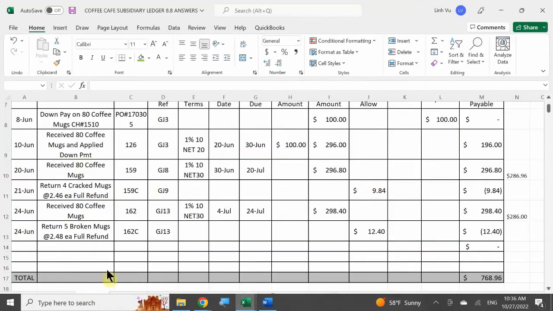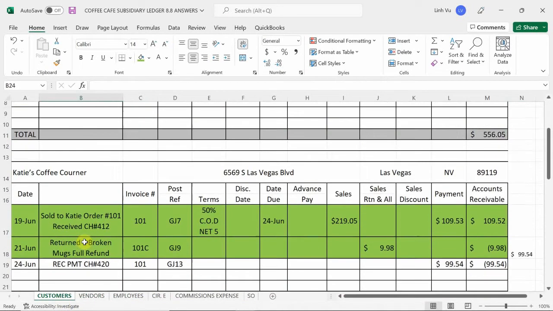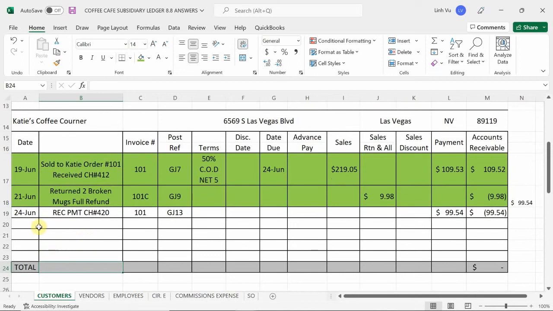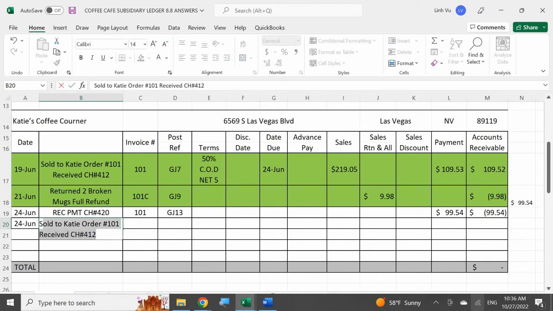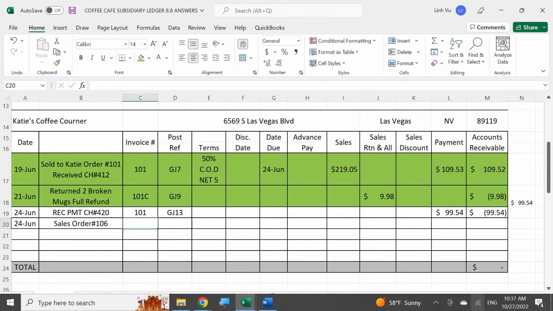I'm hitting everything except for the subsidiary ledger. Customers. Katie, right? She just made a payment, so let's see what we're going to charge her for. So her total amount that she owes is 265. Where's my numbers at?